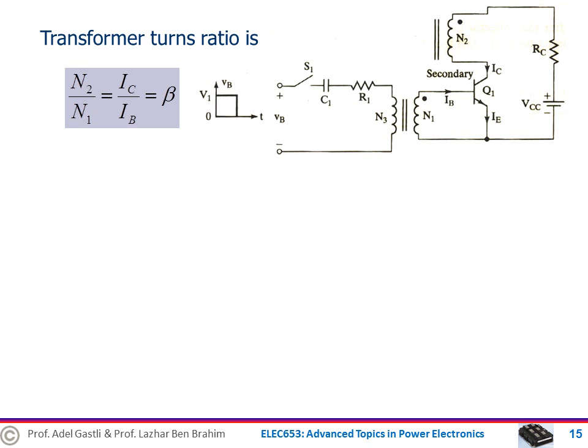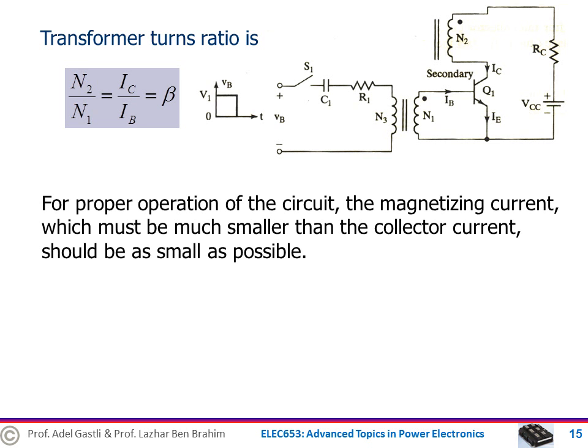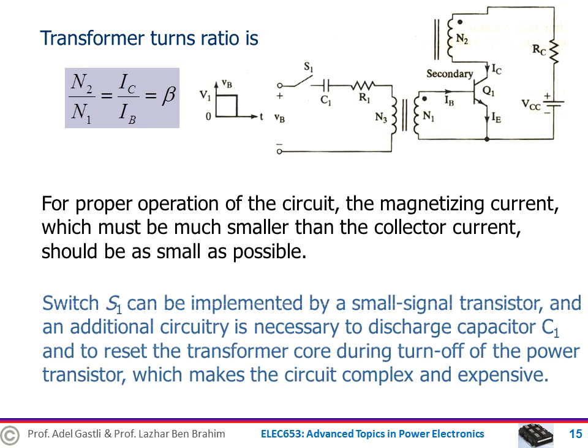the transistor. For proper operation of this circuit, the magnetizing current, which must be smaller than the collector current, should be as small as possible. And switch S1 can be implemented by a small signal transistor, and an additional circuitry is necessary to discharge C1 and to reset the transformer core during turn off of the power transistor. This makes the circuit more complex and expensive.